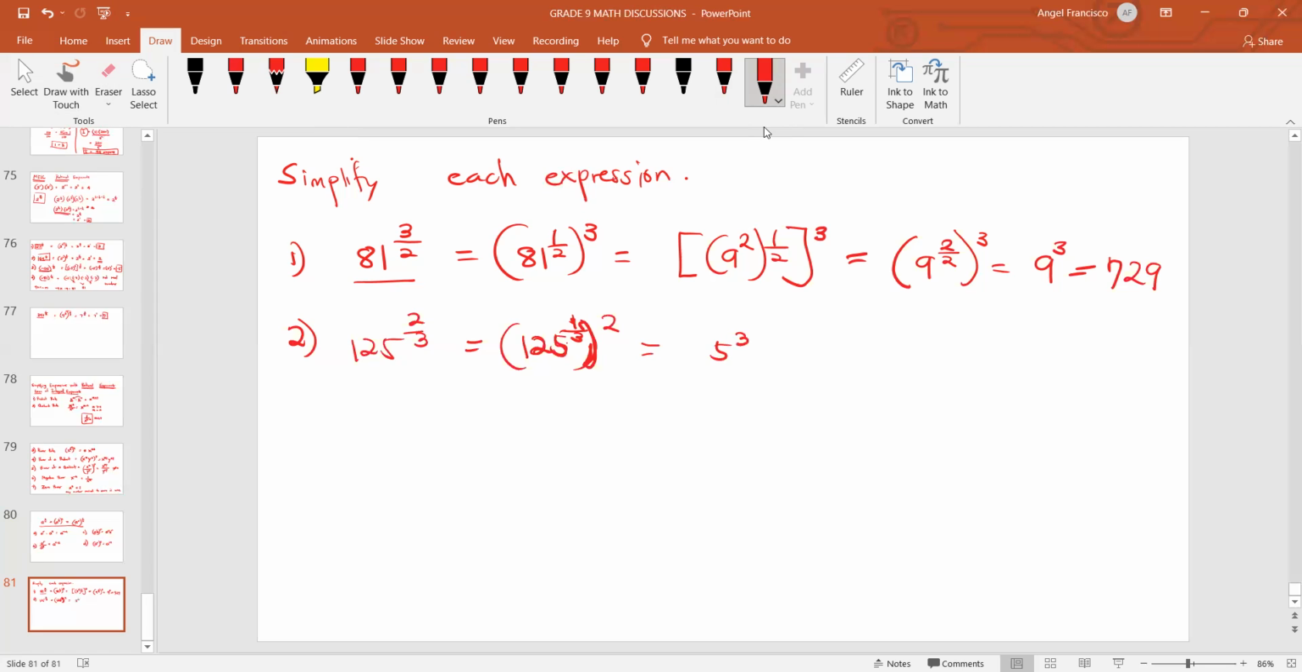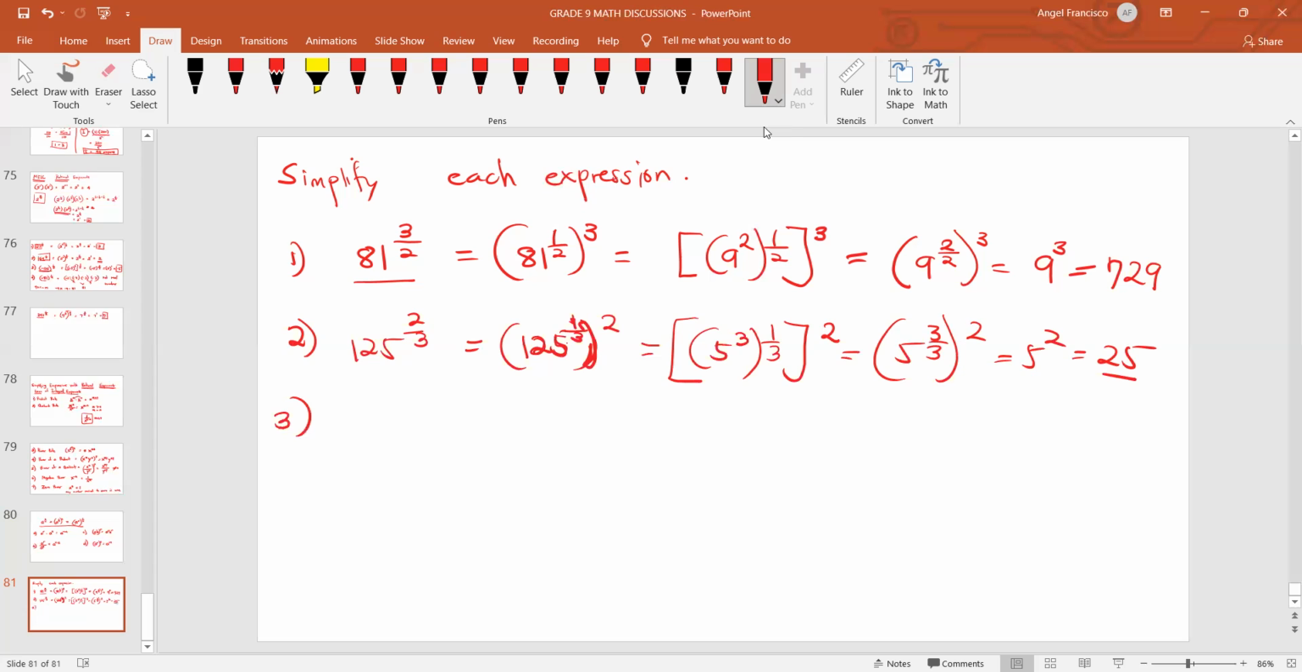Right? 5 times 5 is 25. So you factor this, you get the prime factorization of this number, and you get 5 to the 3rd power raised to the power of 1/3, and then nasa labas yung 2. So you have 5, 3 over 3 raised to the power of 2. You have 5 raised to the power of 1 is 5, 5 raised to the power of 2, that is 25. So 125 raised to the power of 2/3 is 25.